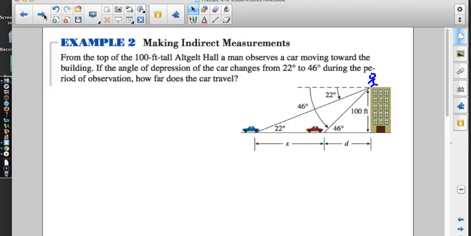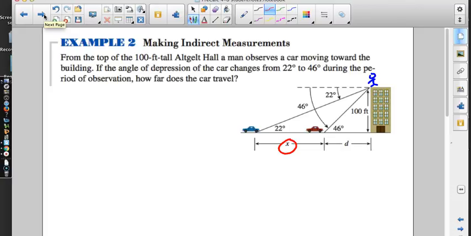Here he is. He observes a car moving toward the building. If the angle of depression of the car changes from 22 degrees to 46 degrees during the period of observation, how far does the car travel? So what we're trying to find is right here. But we're going to have to do that in a rather indirect way.